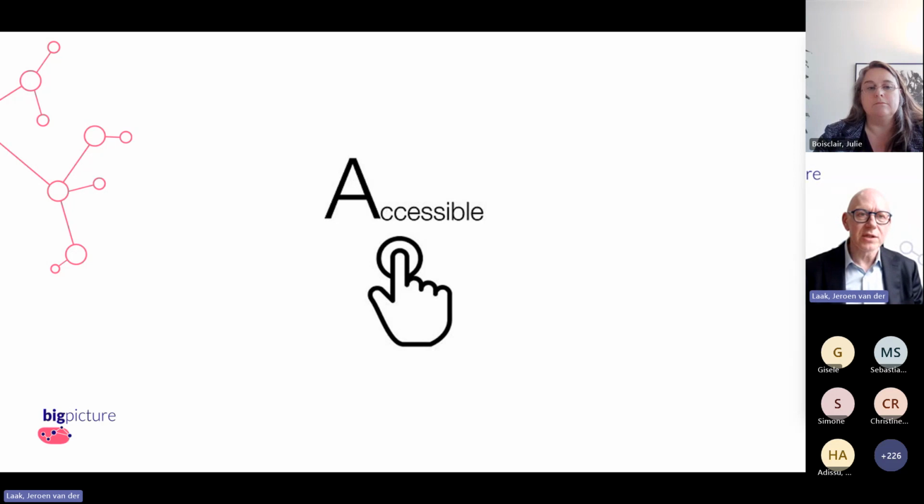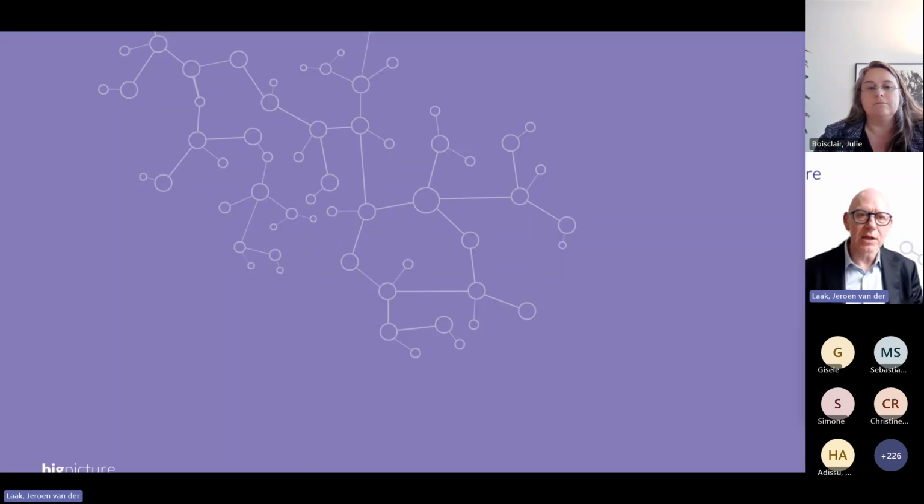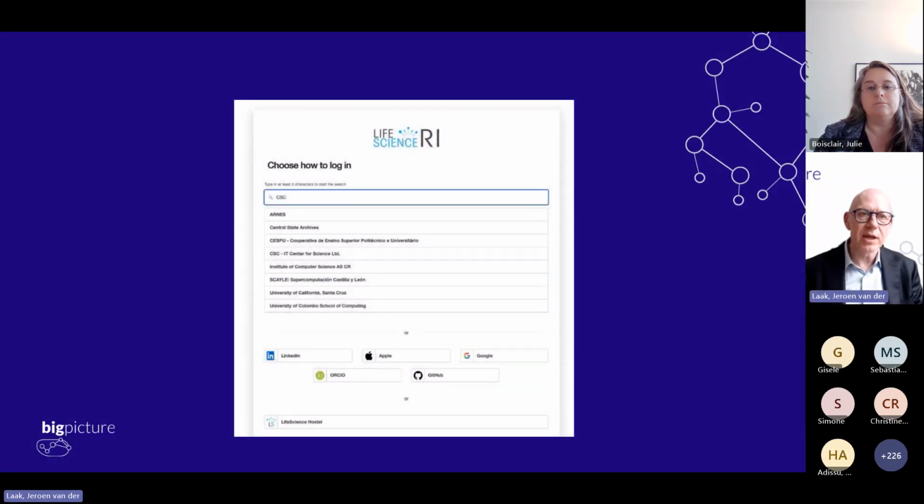So accessibility, for instance, will be taken care of by having a login system, which is called Life Science RI, Life Science Login, which means that you can just log in through existing platforms. So you can mostly just log in with, for instance, your institution credentials.